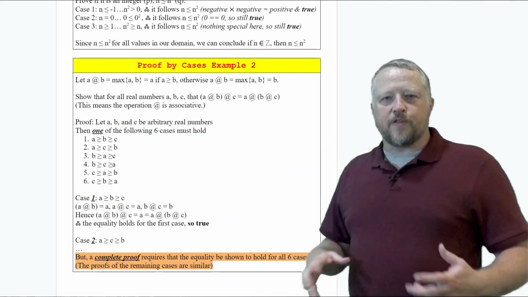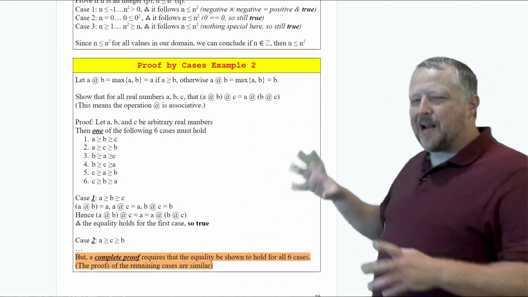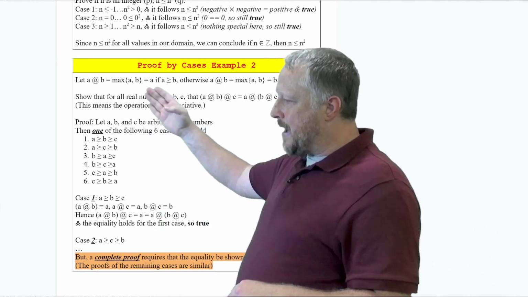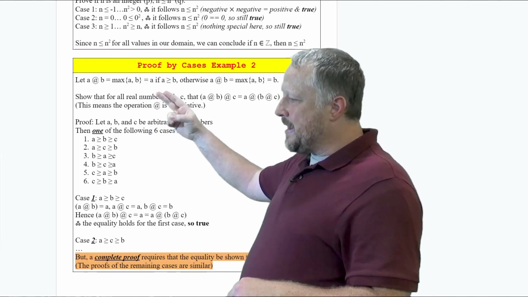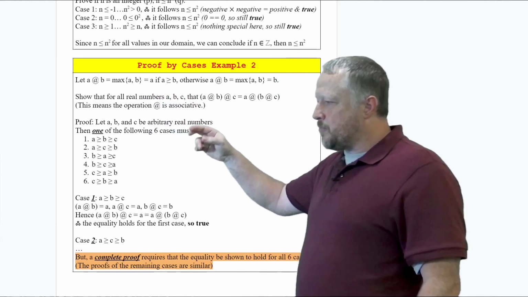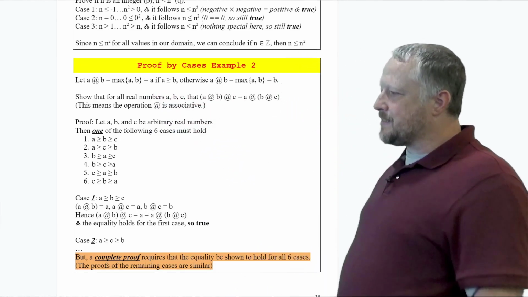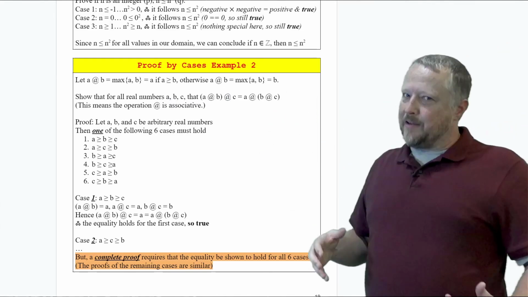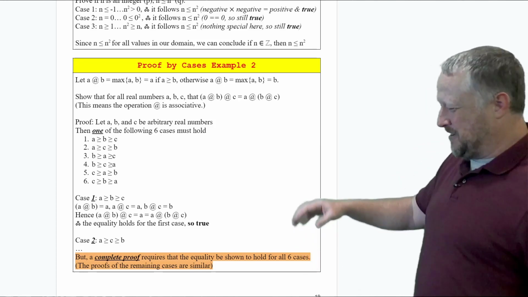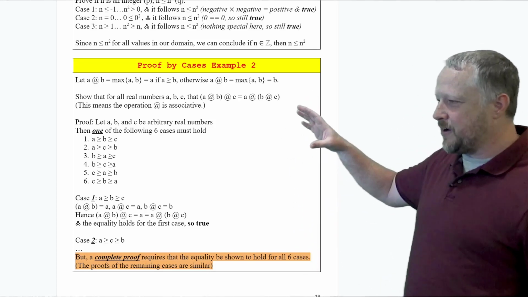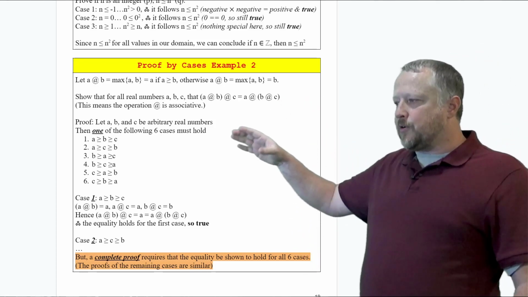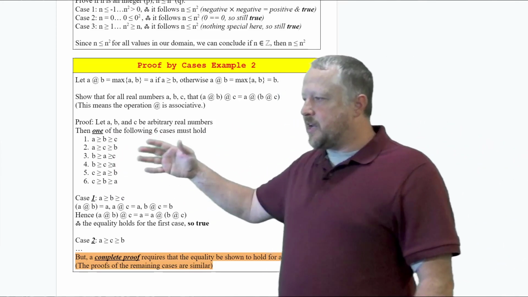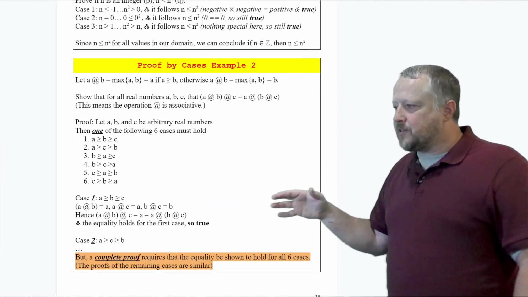This one is also from the Rosen book. So the setup is a little interesting here. Let a @ b equal the max of a and b, that is, a if a is greater than or equal to b, otherwise b. Now, this is going to be tougher for me to demonstrate, but go over here. What they're trying to do is prove all of these conditions to see if one of the following cases must hold.